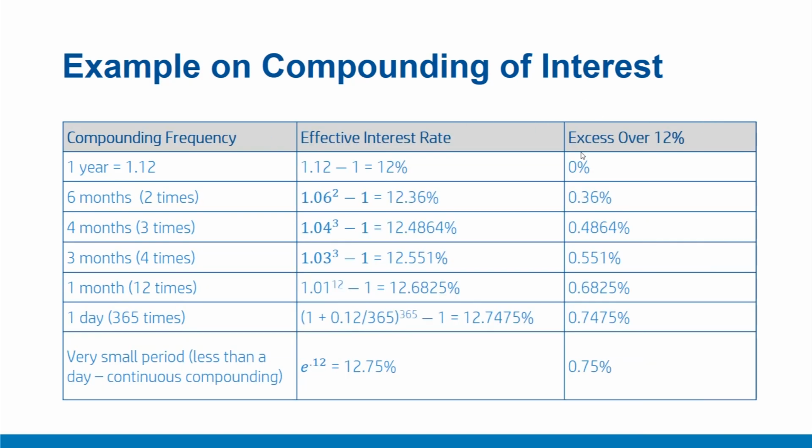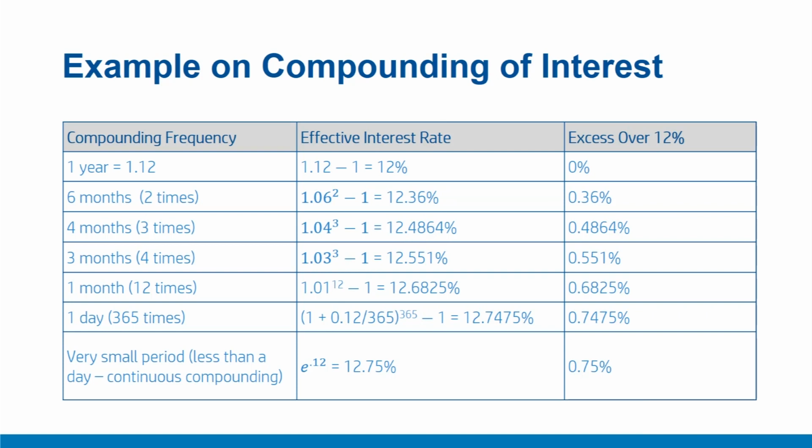Let's conclude this with a simple example. First, if the compounding frequency is 1 time, that means the period is 1 year, then the effective interest rate is 1.12 minus 1, which is 12%. So there's no excess over 12%. However, if interest is paid at an interval of 6 months and compounding frequency is 2 times, then your effective interest rate is 1.06 raised to the power 2 minus 1, equal to 12.36%. So the excess over 12% is 0.36%.